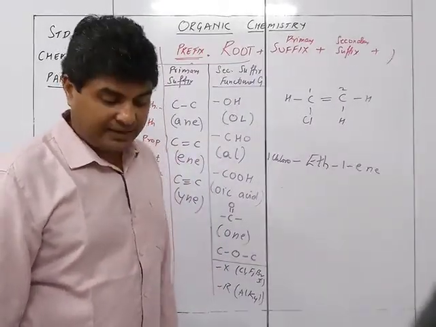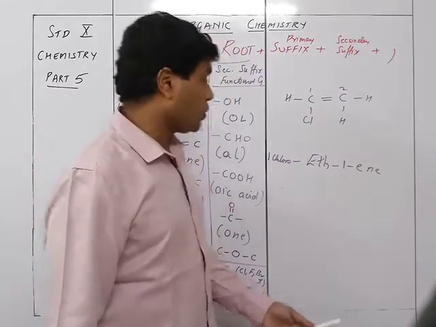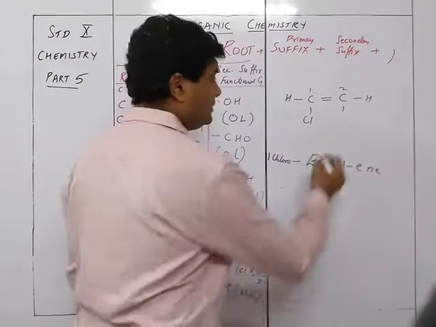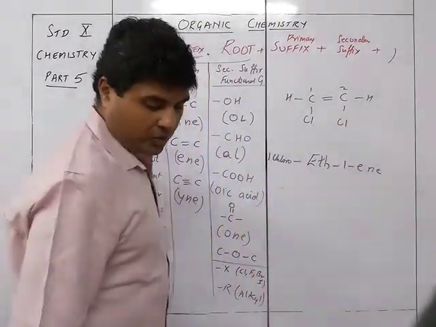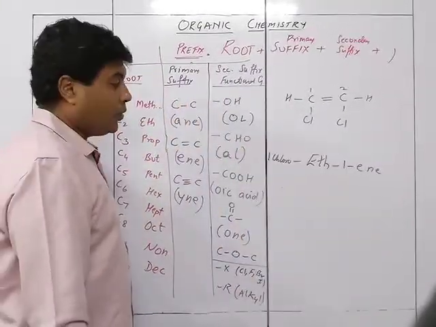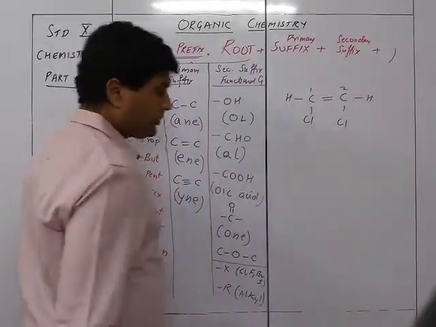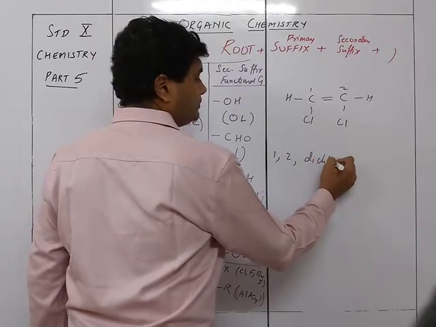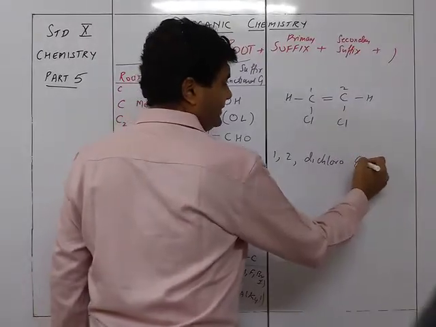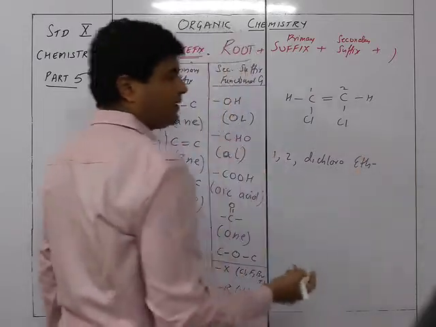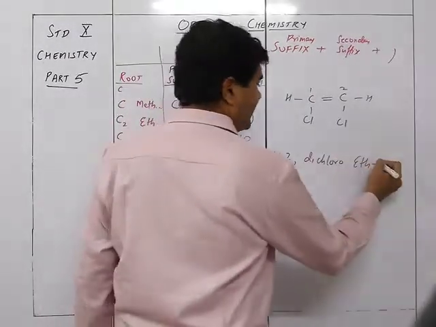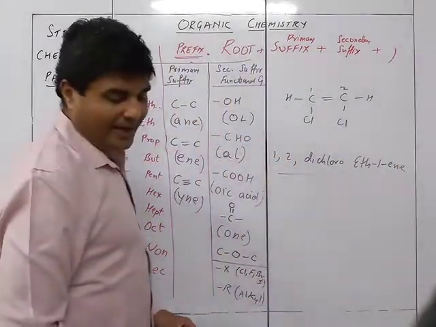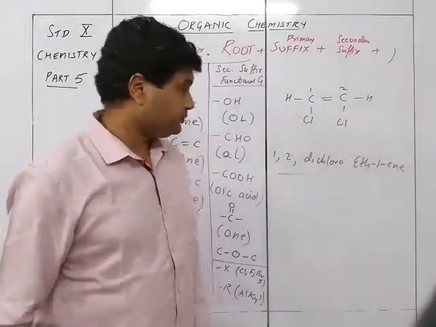Or suppose we take it in a different manner. We have 2 chlorines over here, so they are given as 2 chlorines like this. In that case, the name will be 1,2-dichloro. You can directly write ethene, the 1 is not needed because there is only one possibility. But anyway, you can write it easily. So it is 1,2-dichloroeth-1-ene.